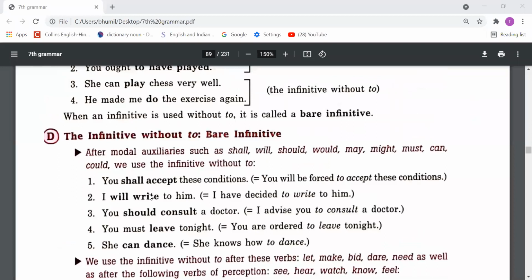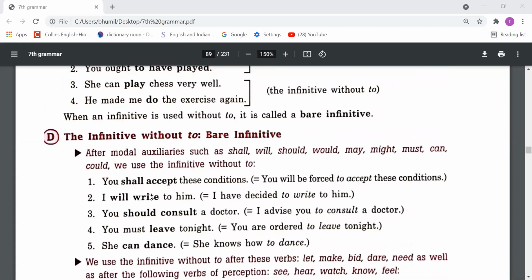Now let's understand the D point, the infinitive without to, bare infinitive. So we are going to understand where we have to use bare infinitive verbs. Clear? So after modal auxiliaries such as shall, will, should, would, may, might, must, can, could, we use the infinitive without to. तो जब कभी हम मॉडल ऑक्सिलरी वर्ब्स यूज करते हैं जैसे shall, will, should, would, may, might, must, can, could, तो इनके बाद जो वर्ब्स यूज की जाती हैं वो इन्फिनेटिव होती हैं. इन्फिनेटिव के अंदर बेयर इन्फिनेटिव होती हैं. बेयर इन्फिनेटिव का मतलब है कि रूट फॉर्म बिना टू के, यानी कि टू को हटाना होता है.